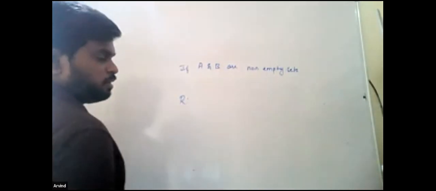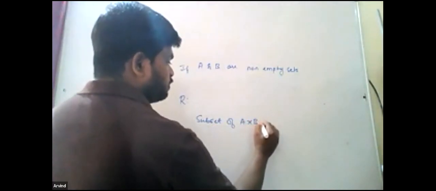Let's discuss certain topics on relations. Last class we discussed what a relation is. A relation is a subset of A cross B. If A and B are non-empty sets, then a relation R is nothing but a subset of A cross B. This is what we had discussed yesterday.